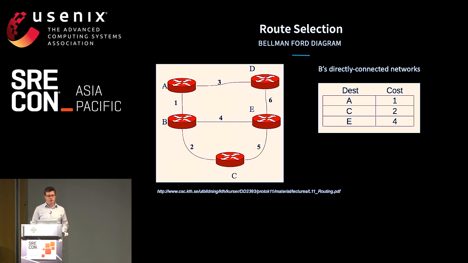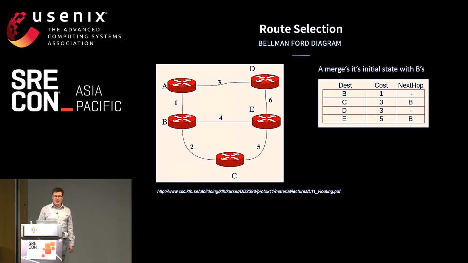It's directly connected to three routers, A, C, and E, and we've got the associated costs with those connections. So B builds this table, and then it sends that information back to A, and then A has a better view of the world. It has this merged view of what it sees and what its peers see, and it now knows how to connect to all of these different ASs in the network.